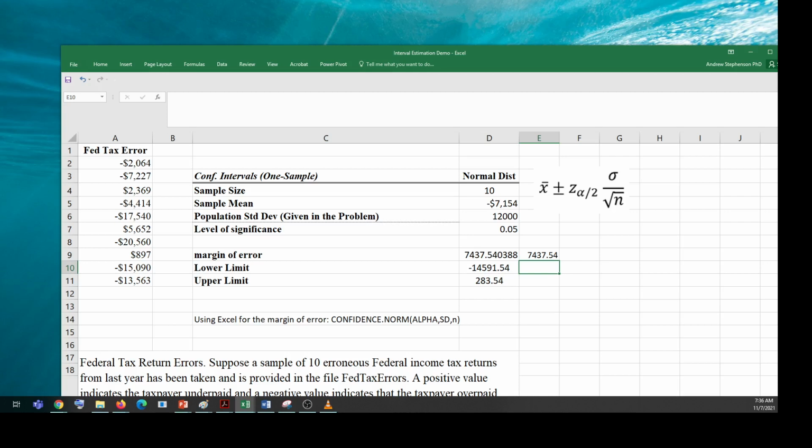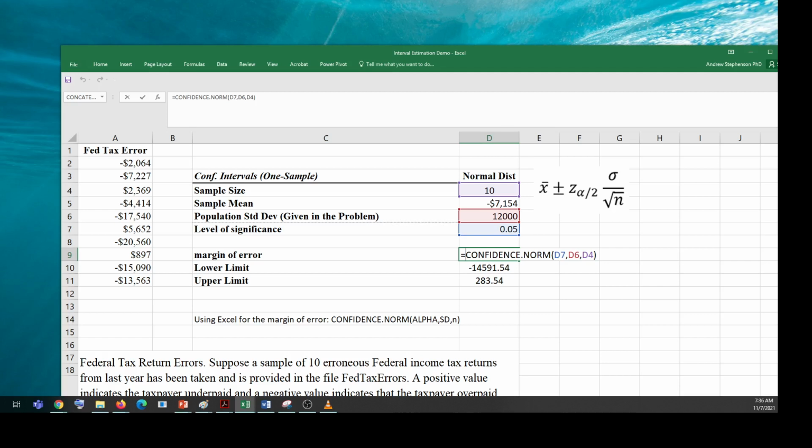The other approach to finding margin of error is to use the built-in Excel command for margin of error. And it has a weird name. It's actually called confidence.norm. So it's not called margin like I would want it to. It's called confidence.norm, so you have to know that it gives you the margin of error.